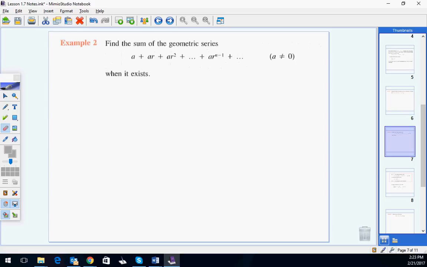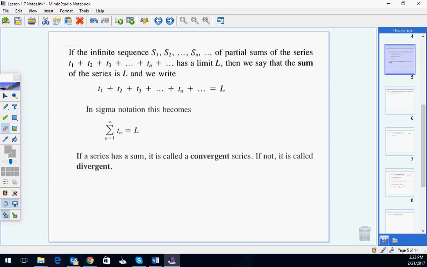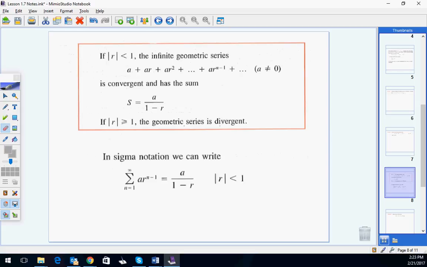Find the sum of the geometric series a plus ar plus ar squared plus up to ar to the n minus 1. A cannot be 0. So what we're going to do is use sigma notation, from 1 to infinity of the term equals the limit. This is the formula we're going to use. We've used this in Math 20. The sum of a series that you can find when it is convergent is a over 1 minus r.